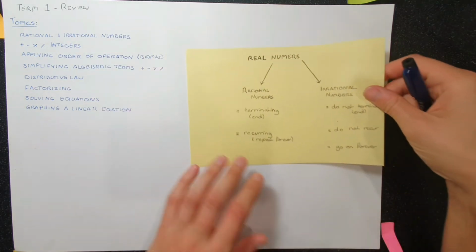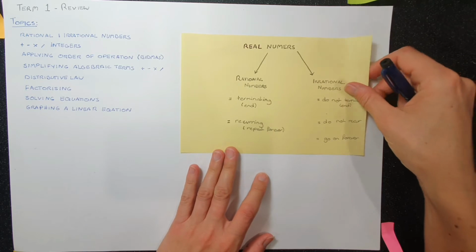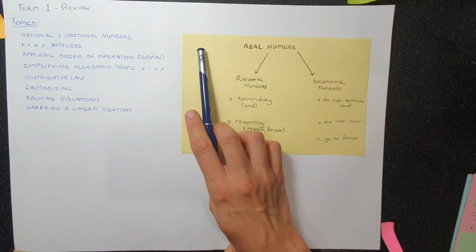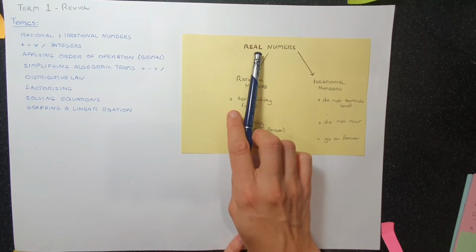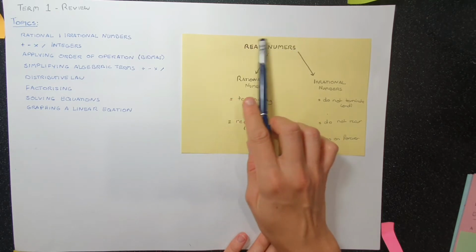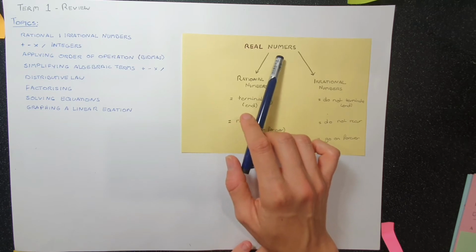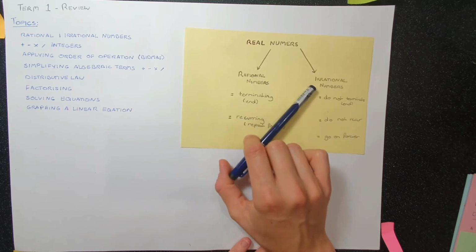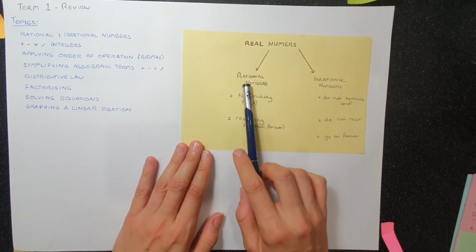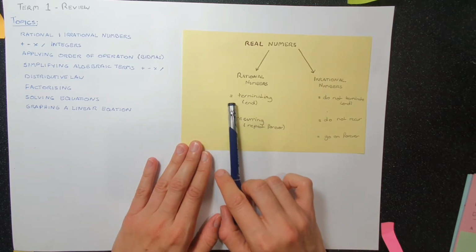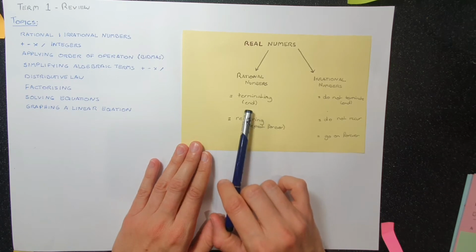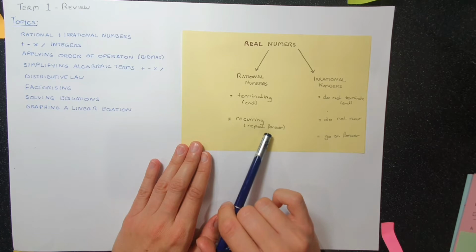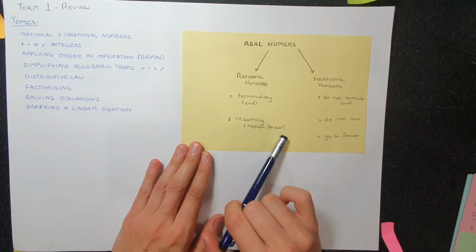Okay, so looking at rational and irrational numbers, we know that we have a number system and we have non-real numbers or unreal numbers, and we have real numbers. So our number system is made up of real numbers. Inside of real numbers, we've got two types of numbers, rational numbers and irrational numbers. Our rational numbers are numbers that are terminating, which means they come to an end, or they are recurring, which means they have a series of numbers or a number that is repeated continuously.